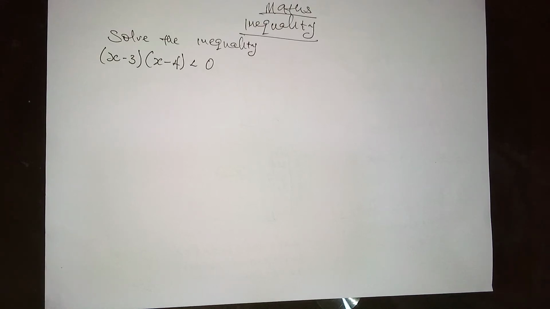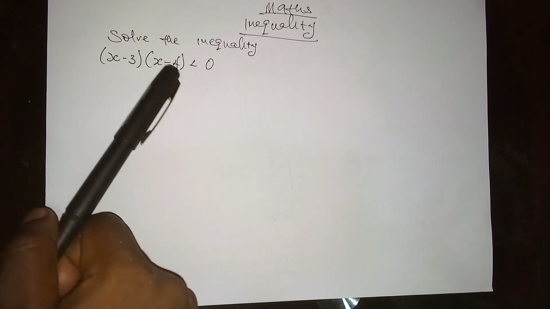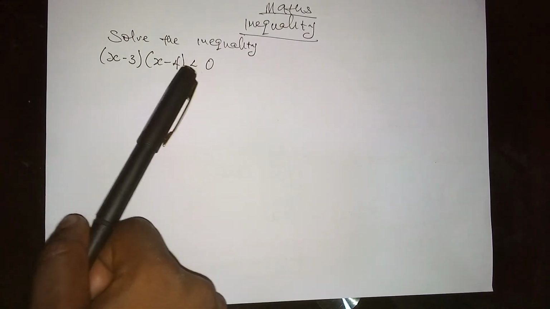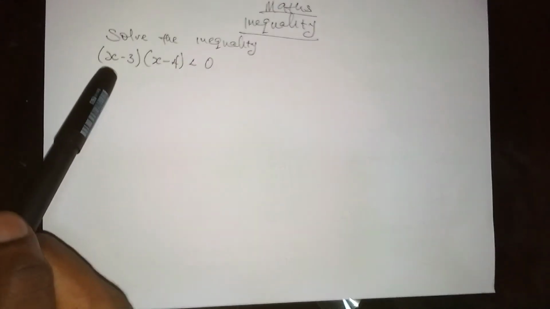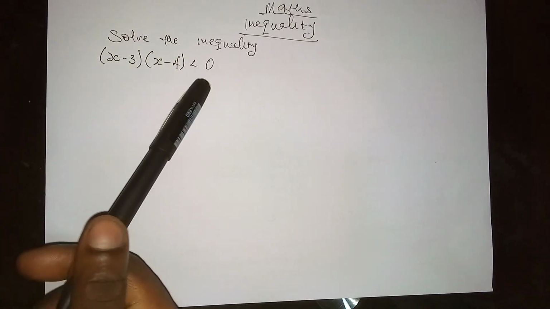In this class, we are going to look into this problem on inequality, and we're also going to look at how we can make what we call the truth table. So we have (x - 3)(x - 4) < 0. These are factors of this inequality.